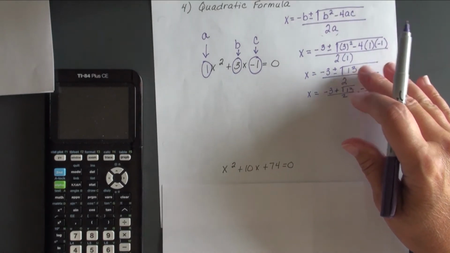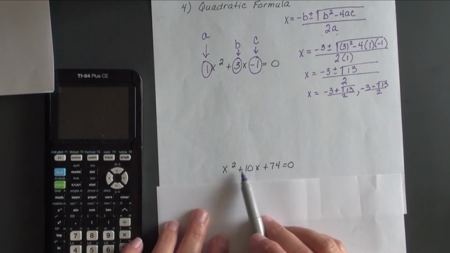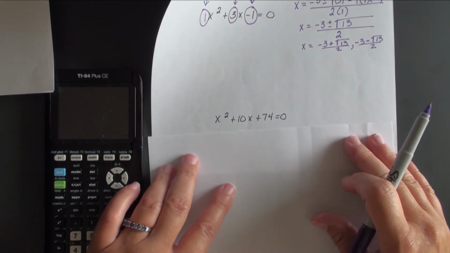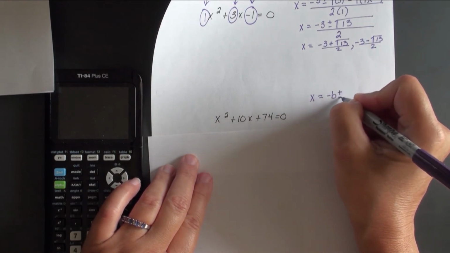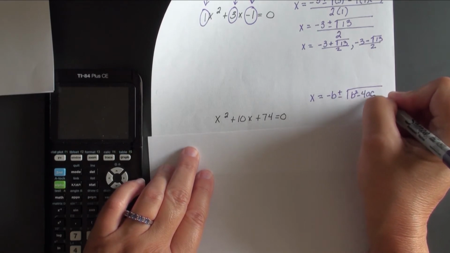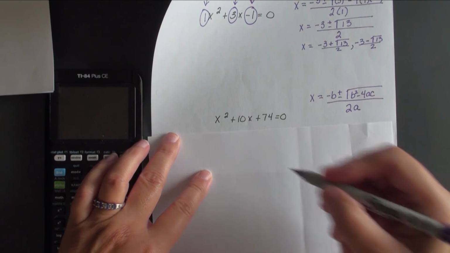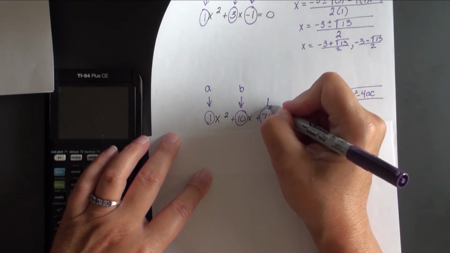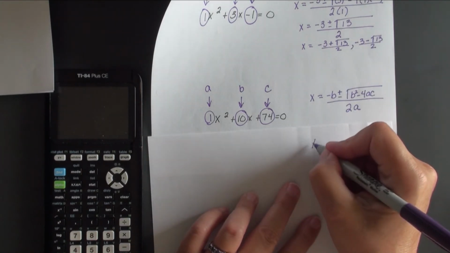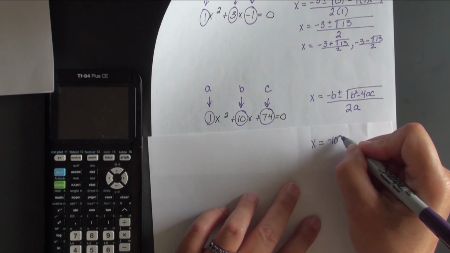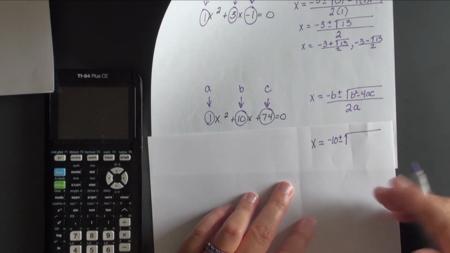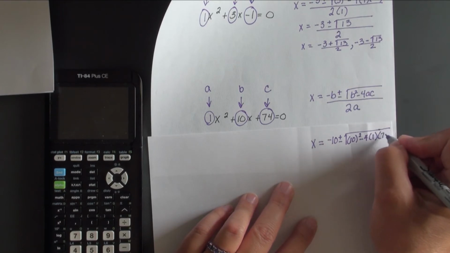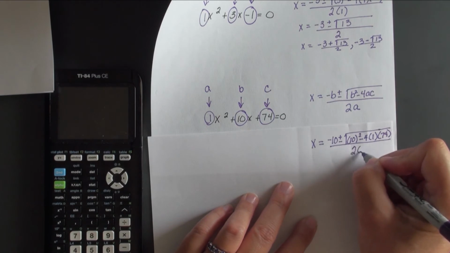Okay, let's use the quadratic formula and solve our next problem. x squared plus 10x plus 74 equals 0. And again, I will go ahead and write my quadratic formula down. My a is 1, my b is 10, and my c is 74. So x equals minus b, which would be minus 10, plus or minus the square root of b squared, 10 squared, minus 4 times a, which is 1, times c, which is 74, all over 2 times 1.